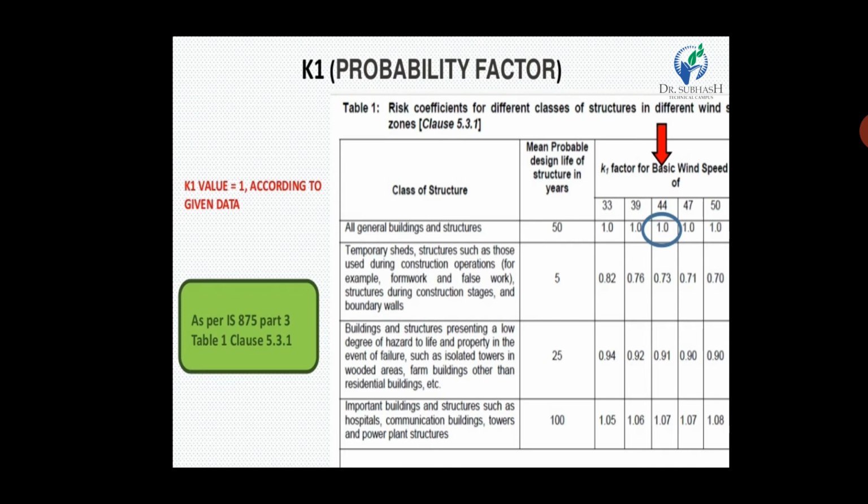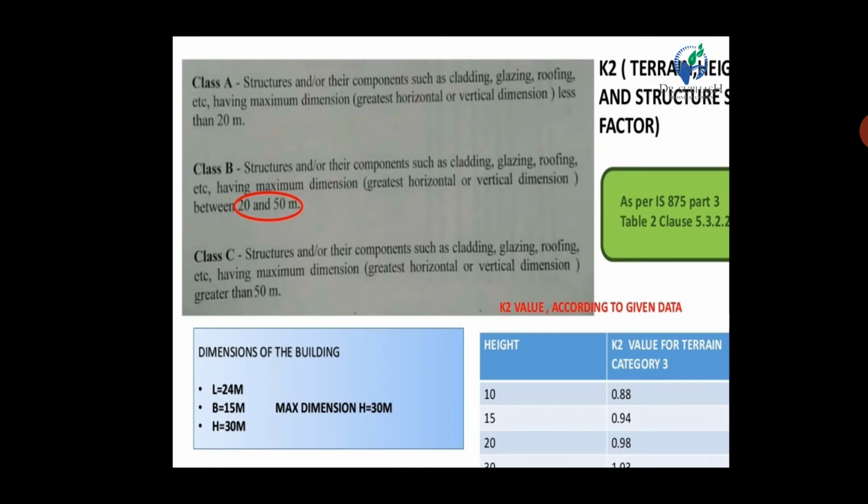You can see in table number 1 that the wind speed is given horizontally, and vertically the class of structure and the mean probable design life are given. In our case, our mean probable life is 15 years, all general buildings and structures. So for a 15-year life, with Vb 44, our K1 is 1 according to our data.